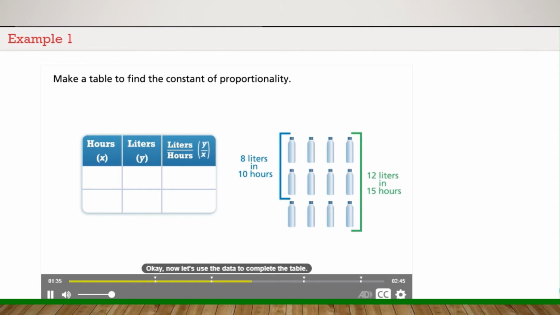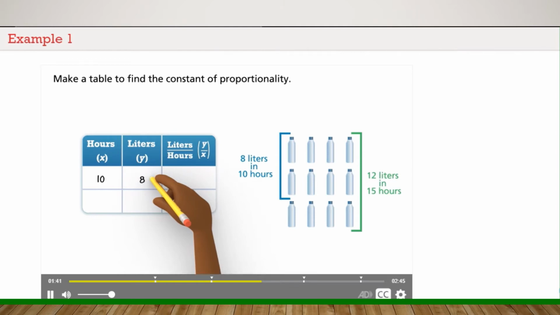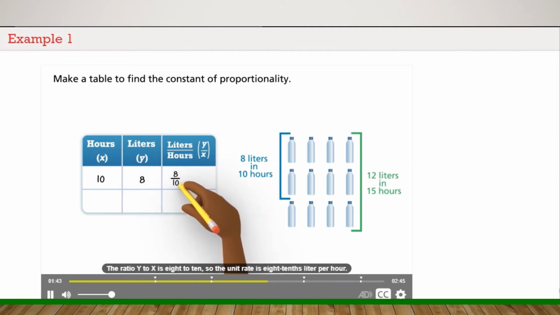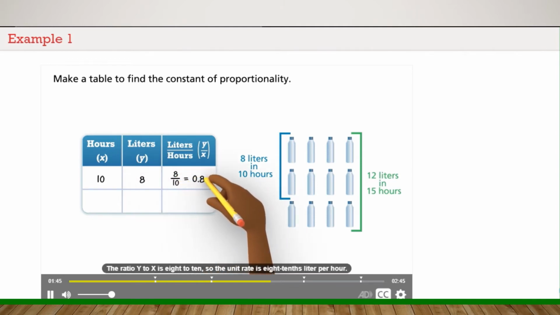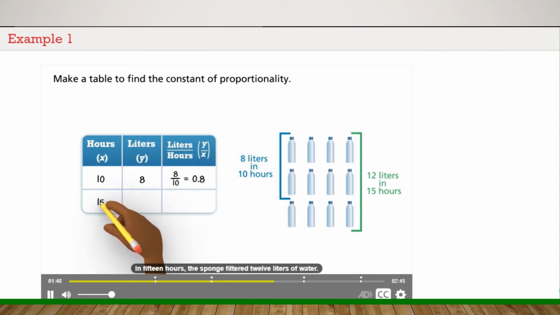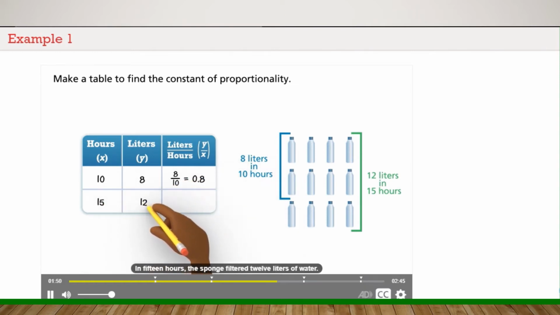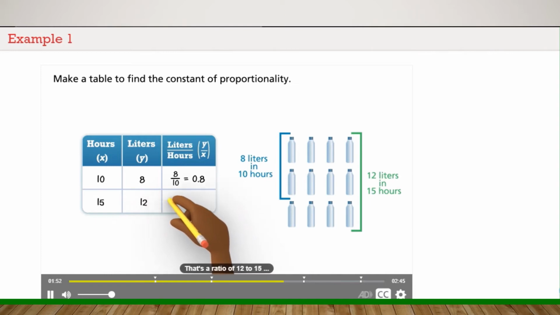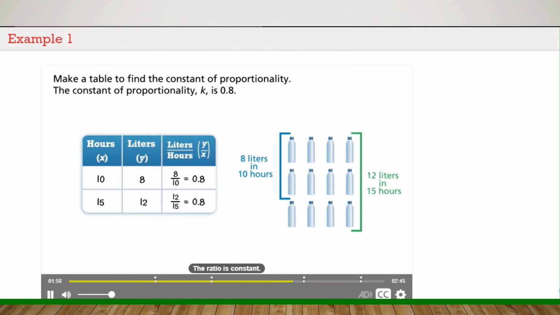Okay, now let's use the data to complete the table. In 10 hours, the sponge filtered 8 liters of water. The ratio Y to X is 8 to 10, so the unit rate is 8/10 liter per hour. In 15 hours, the sponge filtered 12 liters of water. That's a ratio of 12 to 15, and a unit rate of 8/10 liter per hour. The ratio is constant, so the constant of proportionality, K, is 8/10.